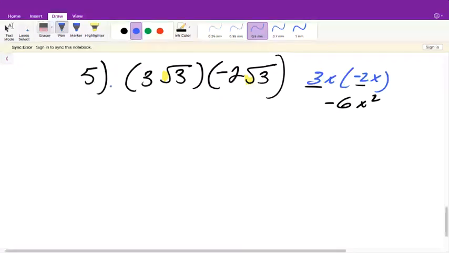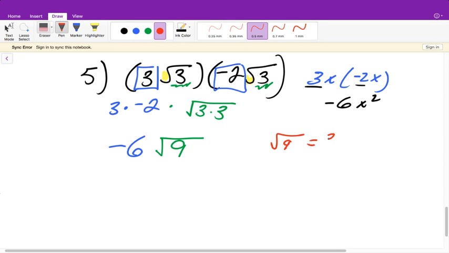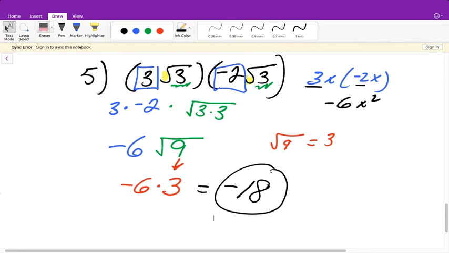So that means we will multiply our likes with our likes. So we'll multiply the numbers on the outside. So 3 times negative 2 is equal to negative 6. And then our radicals, we simply just rewrite it under the same radical, 3 times 3. Well, I know 3 times 3 is equal to 9, so it's the square root of 9. All right, now, do we know the square root of 9? Yes, the square root of 9 is equal to 3, so instead of square root of 9, I will write 3. And now we have 3 times this, negative 6 because this is being multiplied, and it's negative 18.